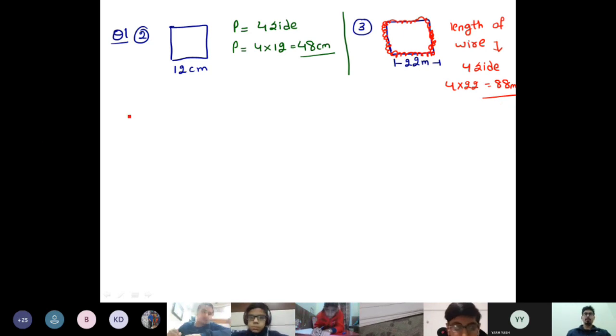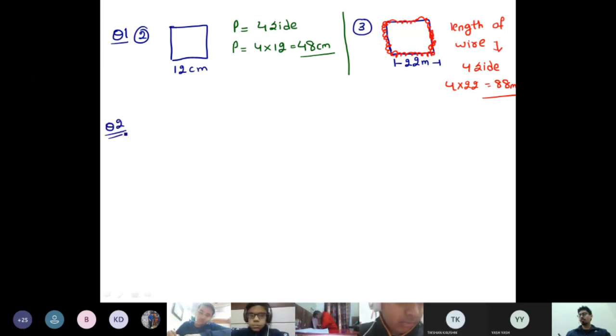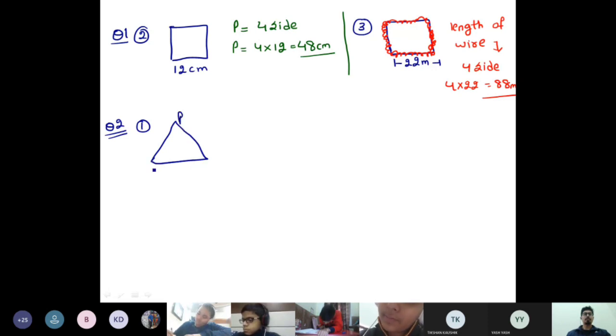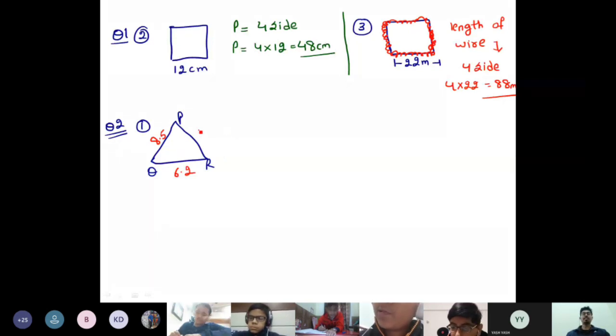Okay. Now just see question number second, students. Find the perimeter of each of the following. I have to find the perimeter of each of the following. See, the first is a triangle PQR, where PQ is 8.5 centimeter, QR is 6.2 centimeter, and PR is 4.9 centimeter.